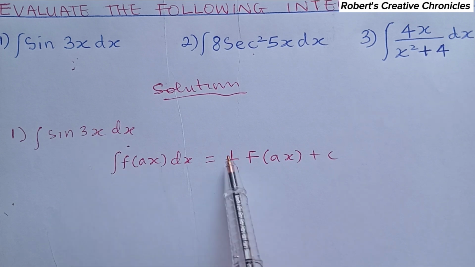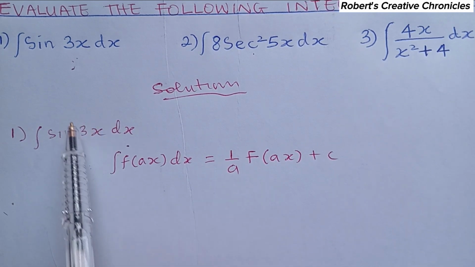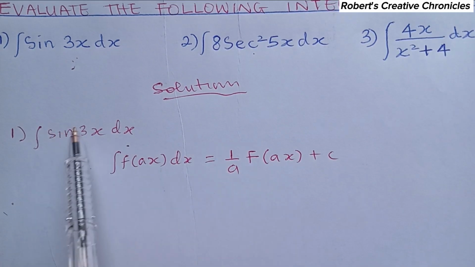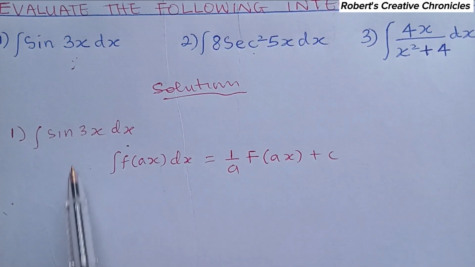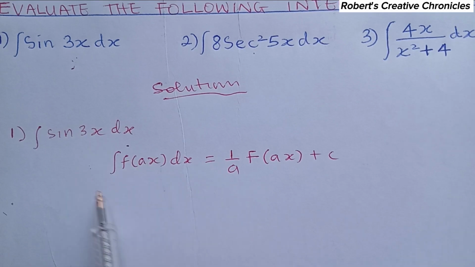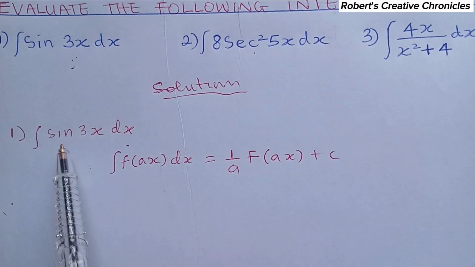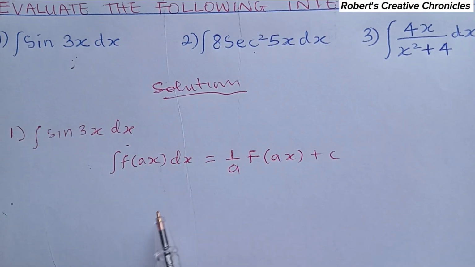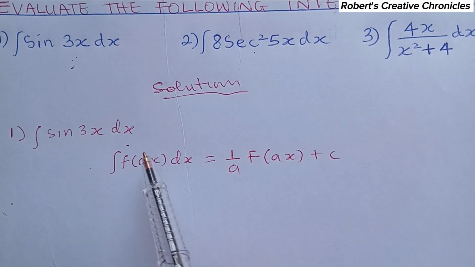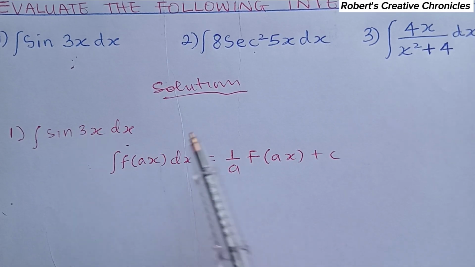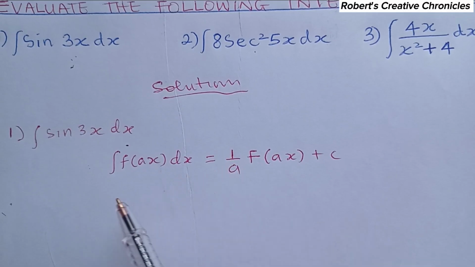So in this one, we can even use this method to integrate it. We will just say the derivative of 3x is 3. So it will be 1 over 3 times sine; the integral of sine is negative cos. So it will be negative 1 over 3 cos 3x. That's the answer.